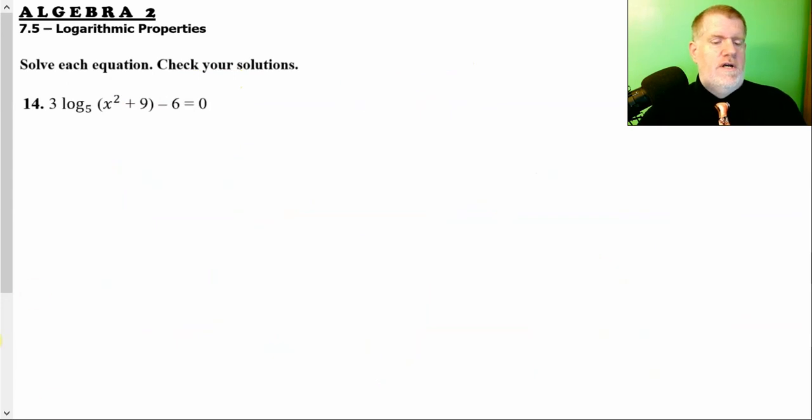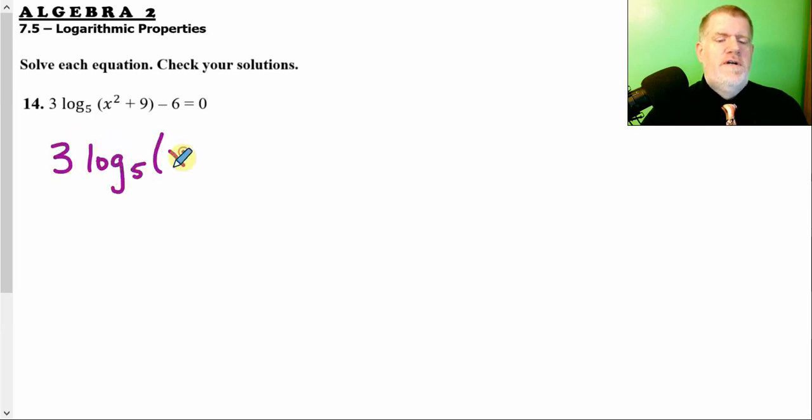All right, a couple more here. Same idea as the last problem. I got this minus 6 here. There's no log with it. Oh boy, there's lots to do here. First things first, it would probably be easier if we put that 6 over here. Added 6 to both sides. Then, that's a 3 out in front.